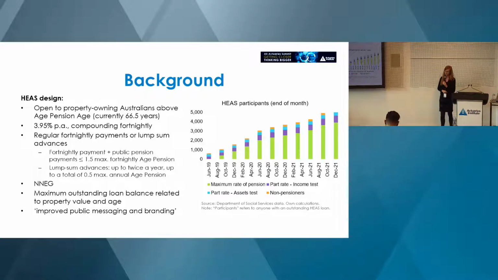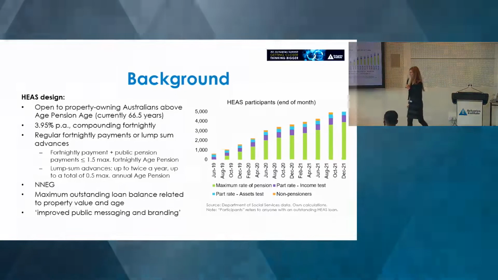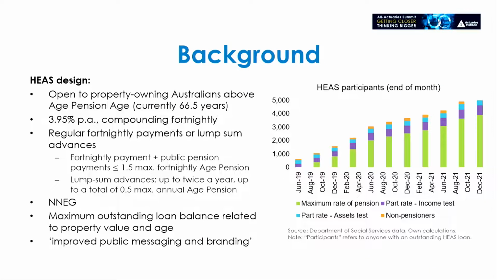And from July this year, you can take out lump sum advances. So you can take out a lump sum twice a year, so that the lump sums and the fortnightly payments add up to a maximum of 1.5 times the maximum annual age pension rate. So there are limits on how much you can take out. From July this year, it will have a no negative equity guarantee, which will not make a big difference because the scheme already had a maximum outstanding loan balance cap, which was acting effectively like a no negative equity guarantee. And the government has committed in the current budget to improve public messaging and branding, and we are very excited to see what that will look like.